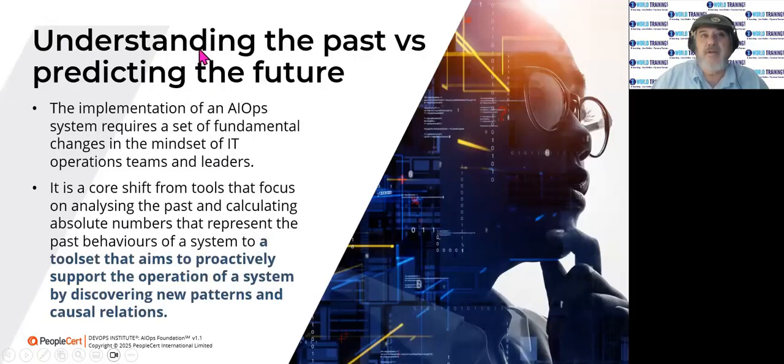So first of all, you need to understand the past and how that relates to predicting the future. So the implementation of AIOps systems requires a set of fundamental changes to the mindset of IT operations and team leaders. The core shift is from tools that focus on analyzing past events and calculating absolute numbers that represent past behaviors of a system to a tool set that aims at proactively supporting the operation of a system by discovering new patterns and causal relationships.